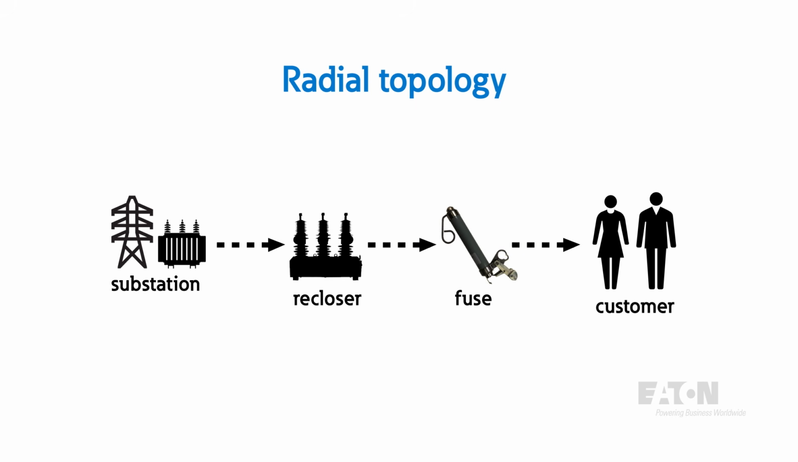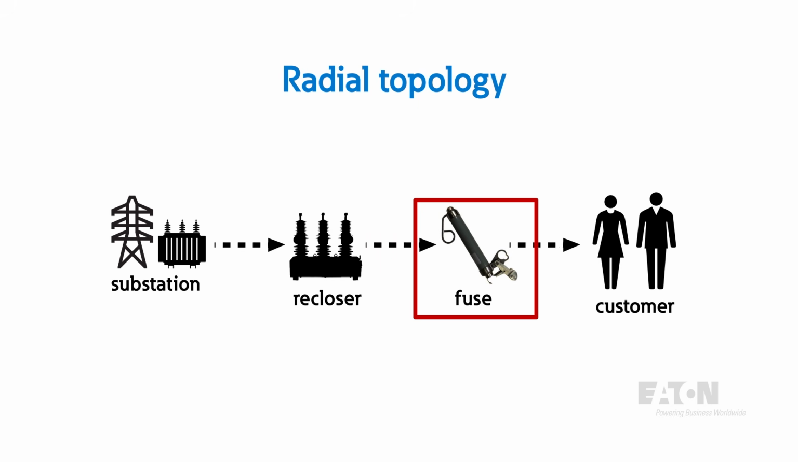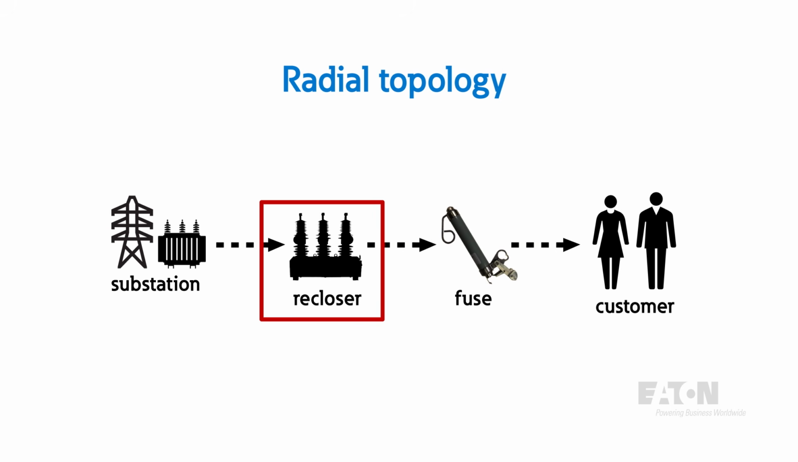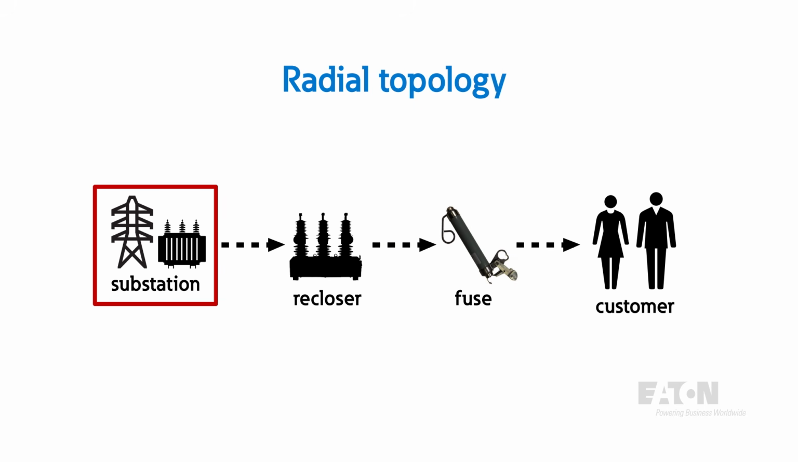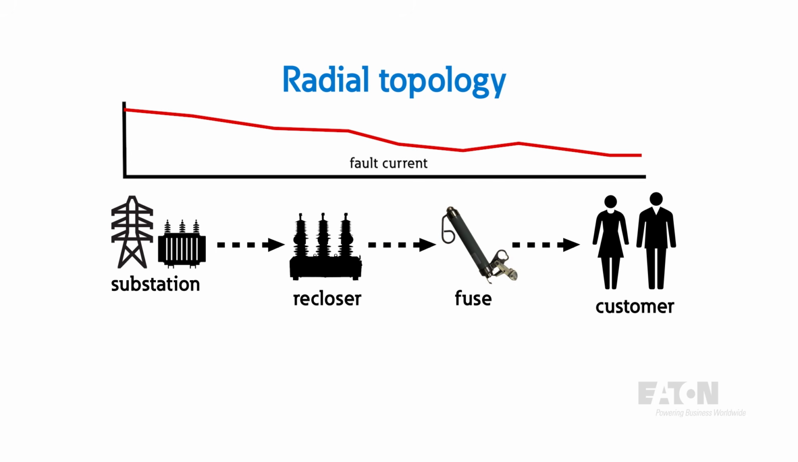Let's take a step back and look at how distribution systems are built. Most follow a radial topology, a simple one-way path where power flows from the substation to the customer. This design makes coordination easier. In a radial system, protection starts at the downstream device, typically a fuse. It works back toward the upstream device, usually a larger fuse, a recloser, or a circuit breaker in the substation. And fault current decreases the farther you get from the substation.